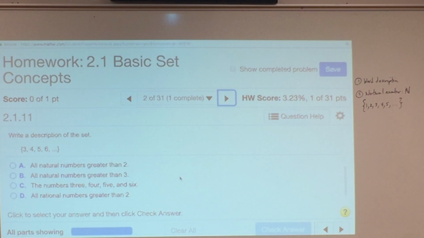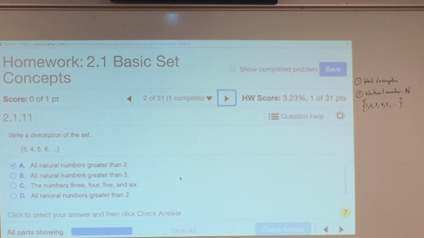Let's go back to B, all natural numbers greater than 3. This would be true if it said greater than or equal to 3. But because it says all natural numbers greater than 3, it implies that your list should actually start at 4. Right? Okay, when they say greater, that means you can't include 3. Now, if they say greater than or equal to, then we're okay. So therefore, A is the correct answer. All natural numbers greater than 2. You don't get 2 because it didn't say greater than or equal to 2, but you can start at 3. And that's why A is the correct answer for this particular problem.